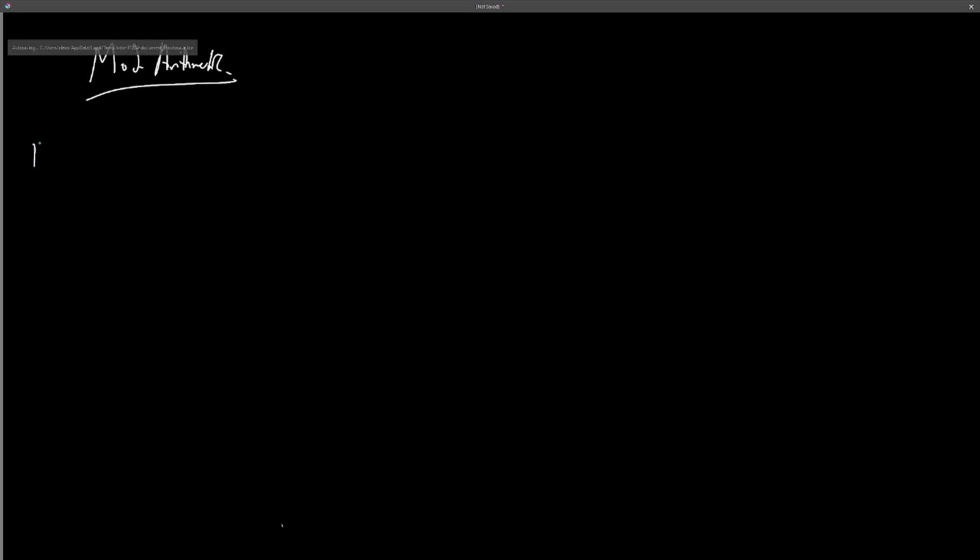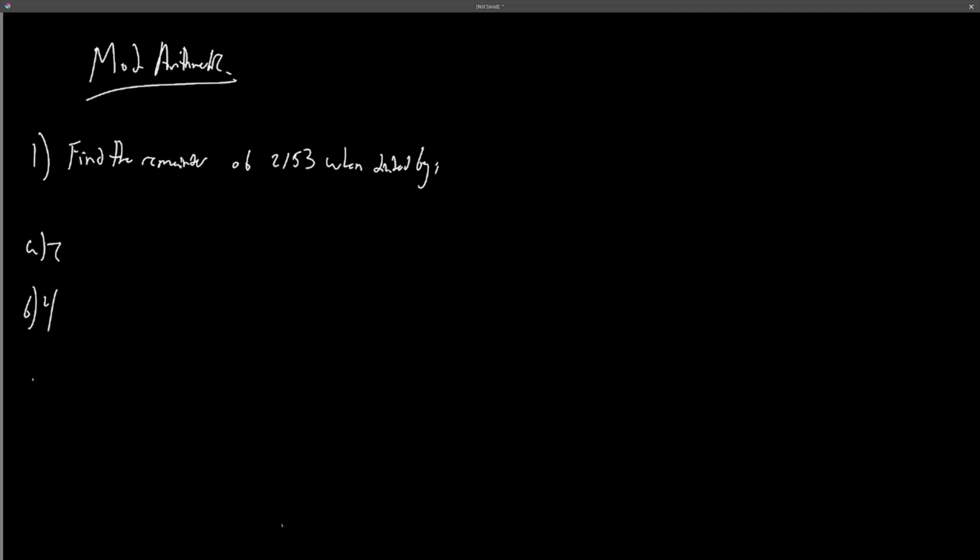Usually with these low-level modular arithmetic questions, you'll be asked to find the remainder of a number, or an even larger number. So let's say you're asked to find the remainder of 2153 when divided by, and you might have a whole list of numbers, 2, 4, 6. It's really all the same. So let's just focus on 2 here. Find the remainder of 2153 when divided by 2.